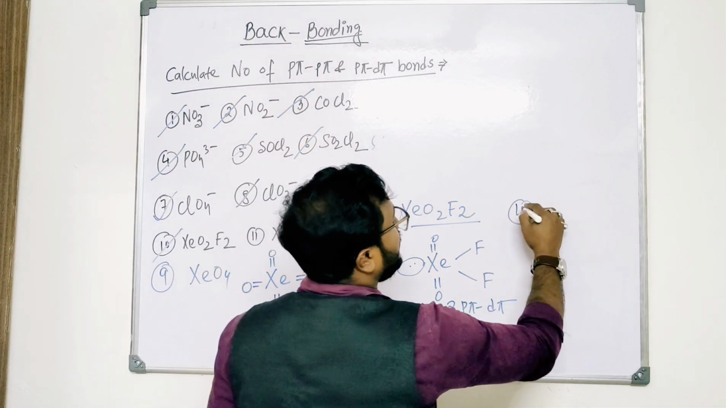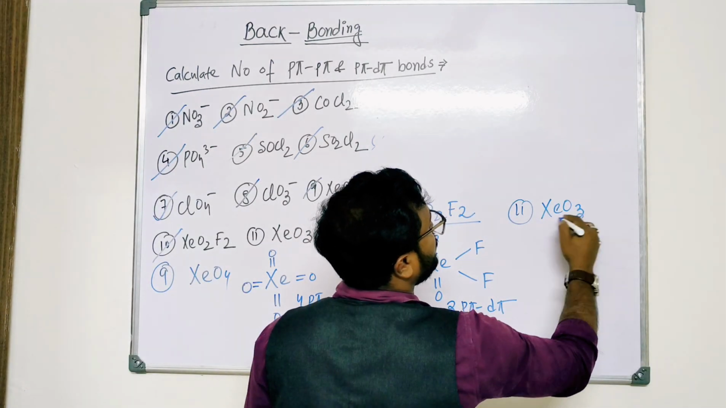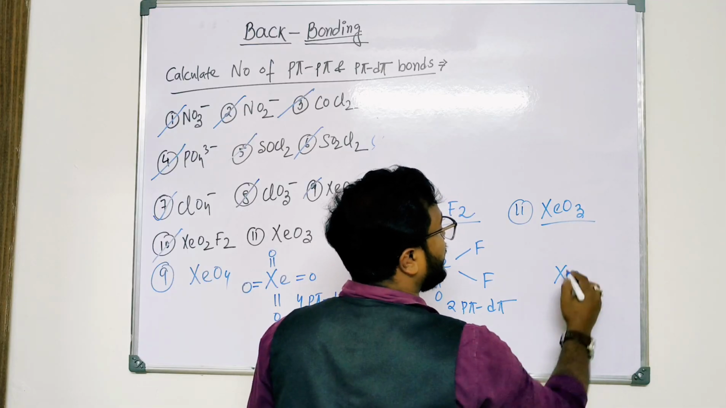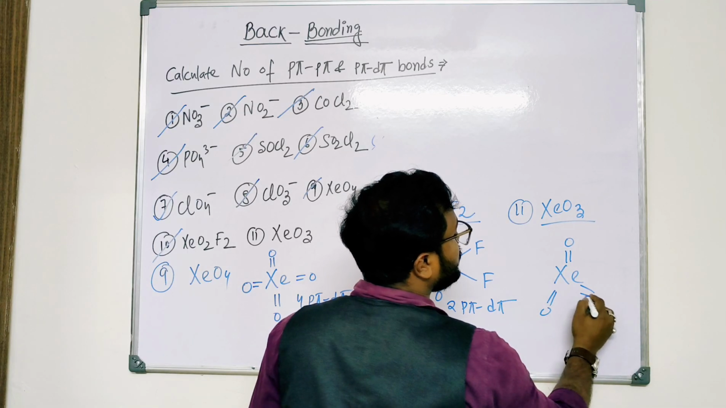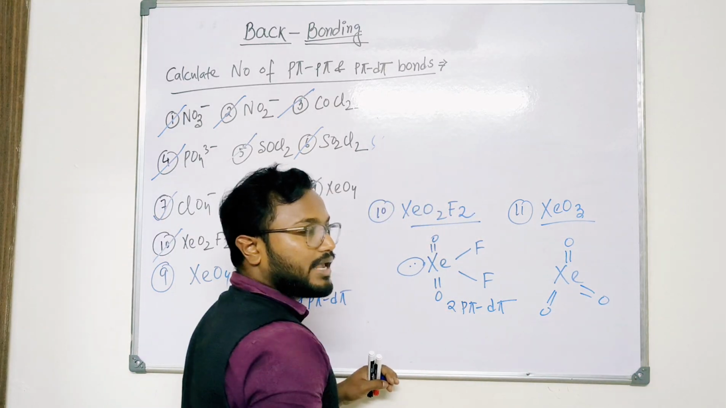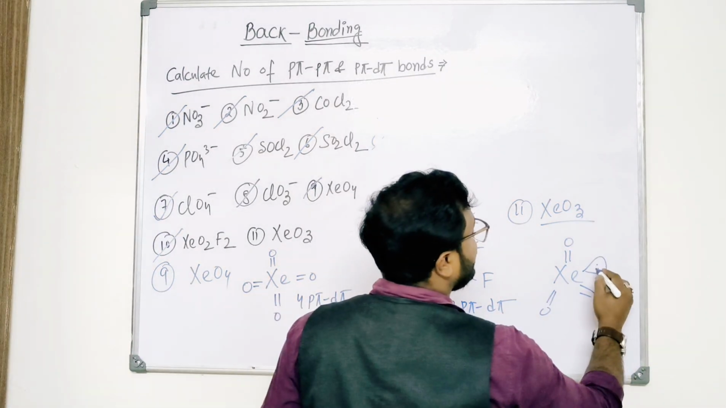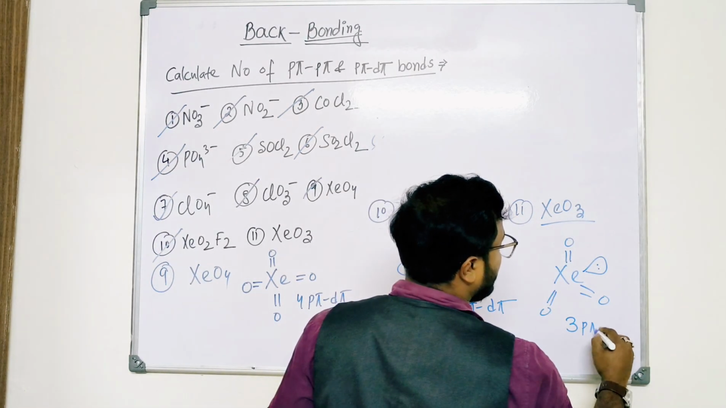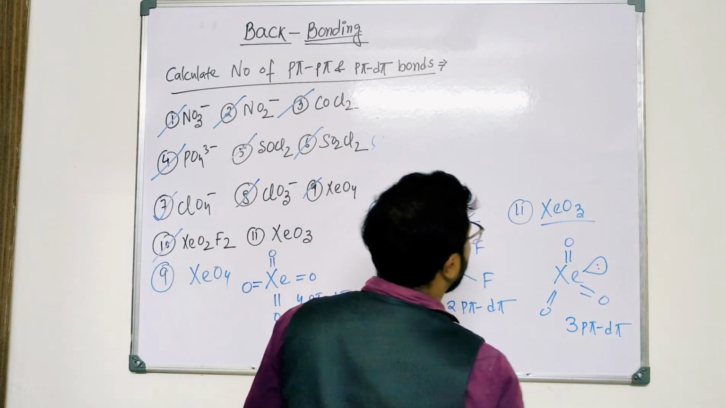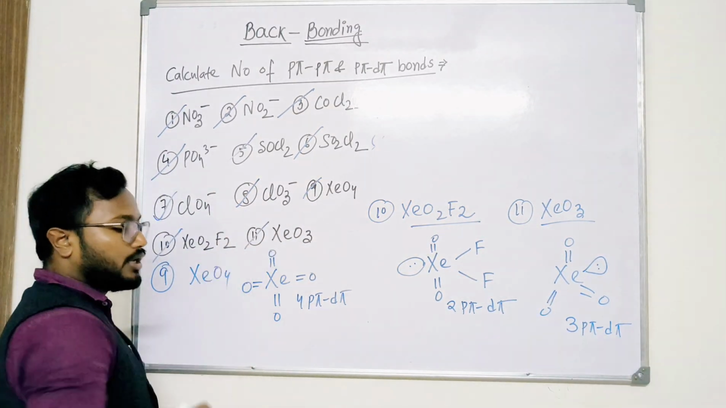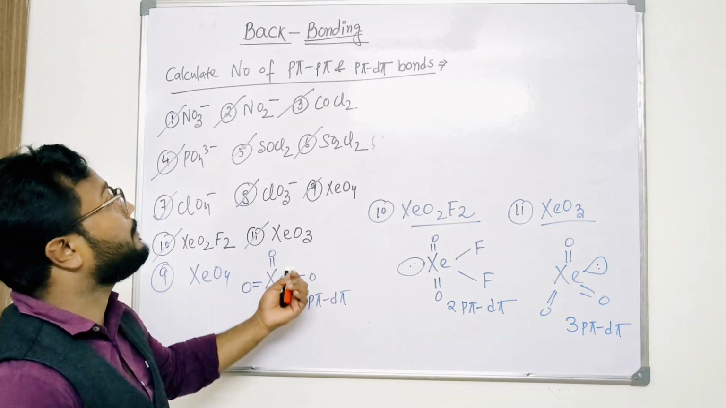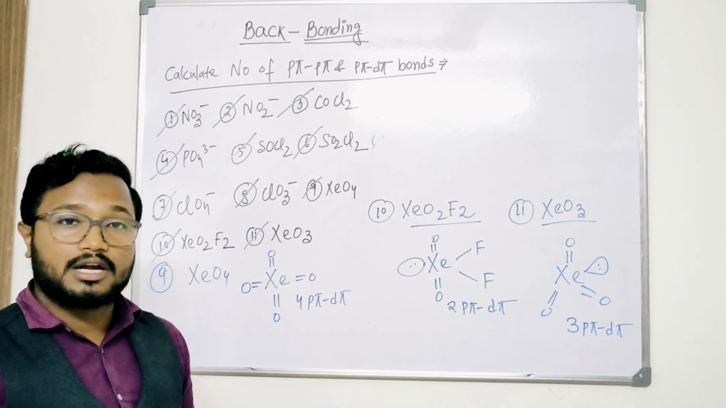XeO3, in case of XeO3, arrangement is Xe double bond O, double bond O, double bond O. This is XeO3. In case of XeO3, there is 3 p pi d pi back bonding. So this is all about your p pi d pi back bonding. In these cases, how many p pi d pi back bonding is possible in the compound?